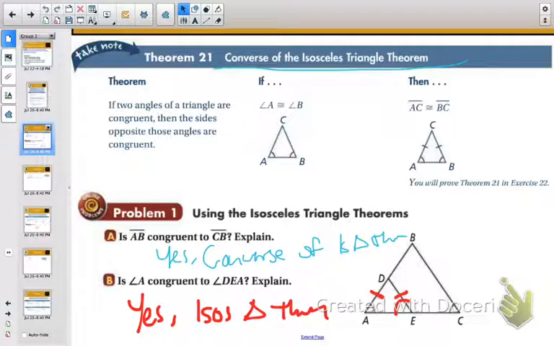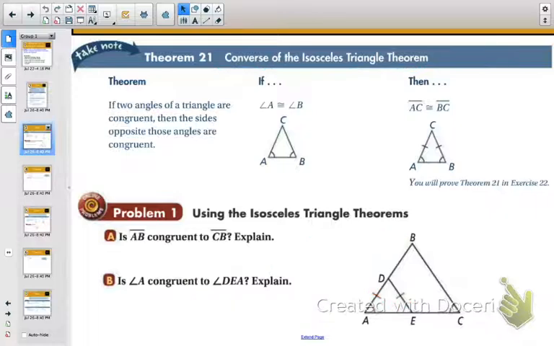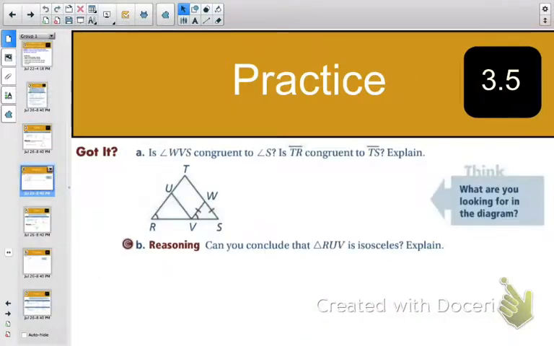Okay, so if you use the sides to show the angles are the same, that's the isosceles triangle theorem. If you use the angles to show the sides are the same, that's the converse. But your two base angles of an isosceles triangle will always be the same. So is angle WVS congruent to angle S? Angle WVS is this one right here. Is that congruent to angle S?